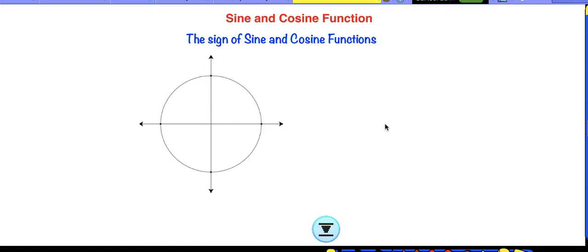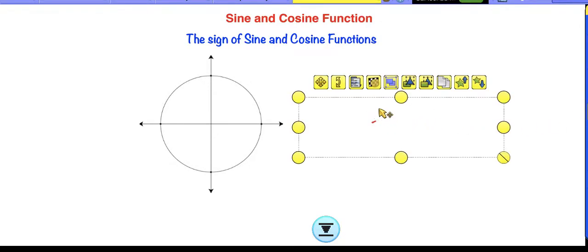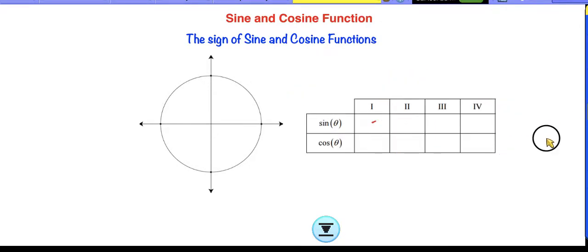Hello everyone, in the previous video we introduced a definition for sine and cosine functions by using the coordinates of the angle. So first we are going to quickly check how we can figure out the sine or cosine very quickly. We are going to use this table to quickly figure out the answer.